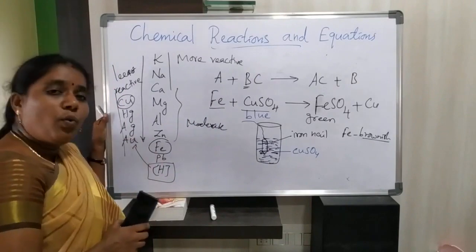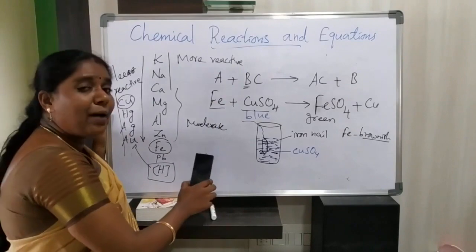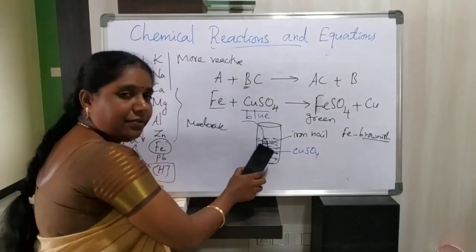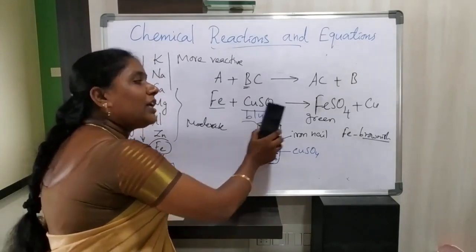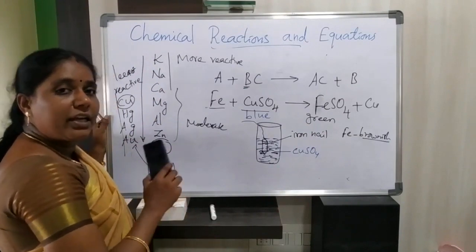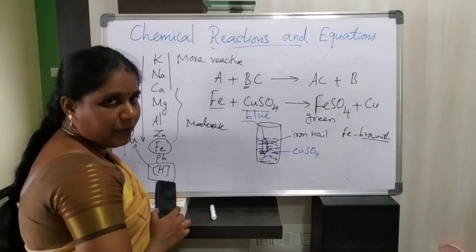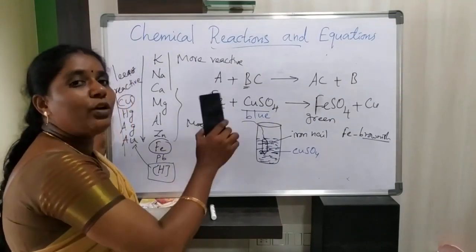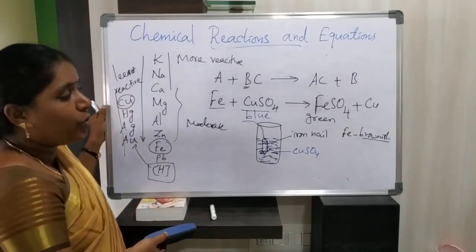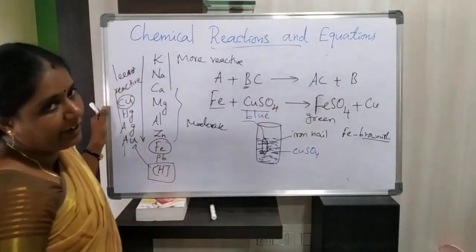So they will ask what happens when iron nail is dipped in copper sulfate solution. How do you explain your answer? When iron nail is dipped in copper sulfate solution, the blue color copper sulfate solution changes into green color and iron acquires a brownish look. This is because iron is more reactive than copper, so iron displaces copper from copper sulfate solution.